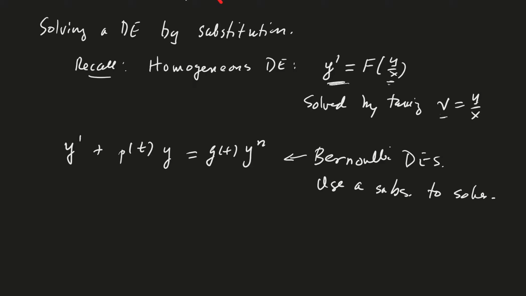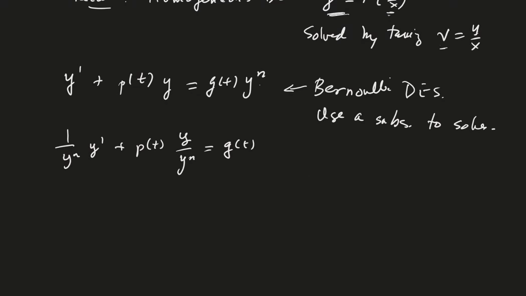Okay, so how is this going to work? You divide by y to the n power. So this, by the way, just to emphasize, this is the nth power, not the nth derivative, right? So if I divide everything, I get 1 over y to the n, y prime, plus p of t times y over y to the n is equal to g of t. Now remember this is y to the minus n power, y prime plus p of t times y to the n minus 1 power is equal to g of t.